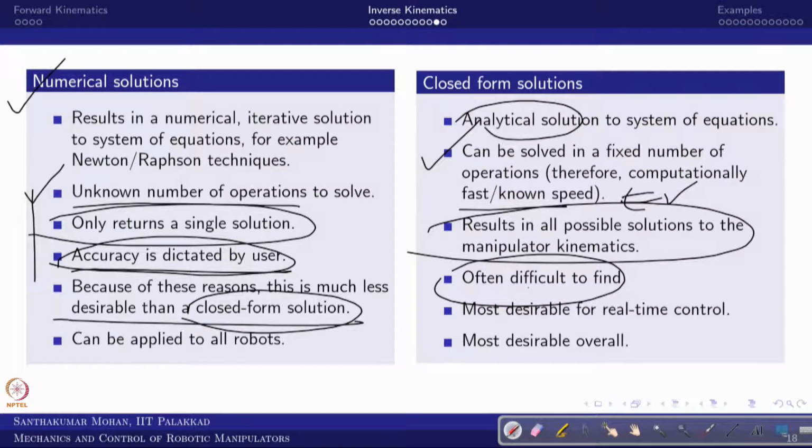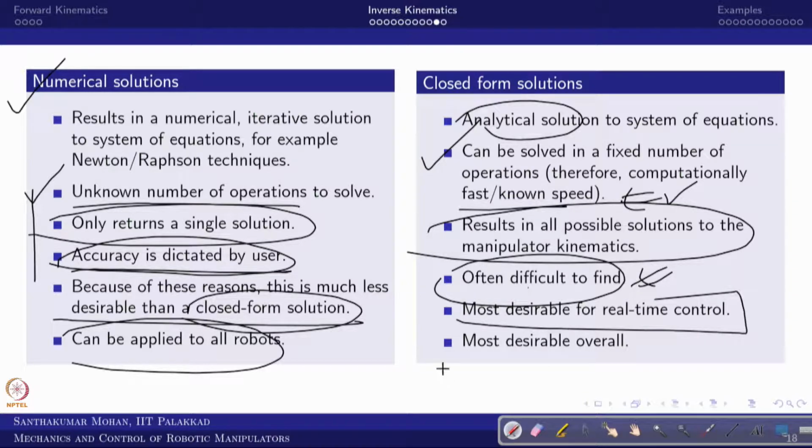But if you think about a redundant robot, the closed form solution does not exist. In that sense you have to go for the numerical solution. It can be applied to any such robot, but the closed form is for certain specific robots. That is what I said, the existence conditions are there. This is most desirable in real time, and overall it is desirable.